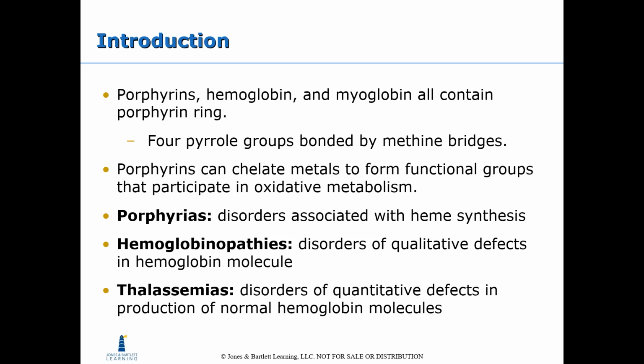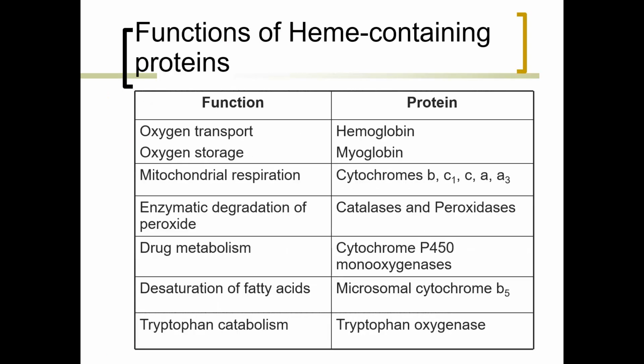Porphyrias are disorders associated with heme synthesis. Hemoglobinopathies are disorders of qualitative defects in the hemoglobin molecule. And thalassemias are disorders of quantitative defects in the production of normal hemoglobin molecules. The functions of heme-containing proteins are listed in the table below, so you can go ahead and pause the video and review these.